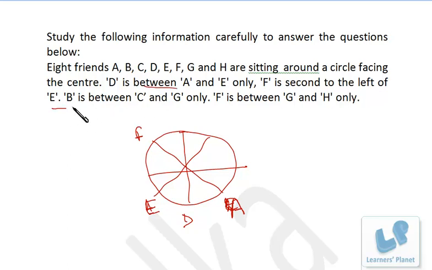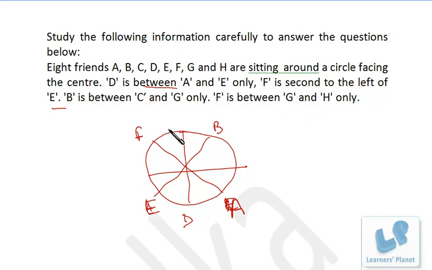Okay, now this is done, this is done. B is between C and G. Okay, C and G, any order can be there, maybe C and G, maybe G and C, but B will definitely be here, right? After that, F is between G and H.